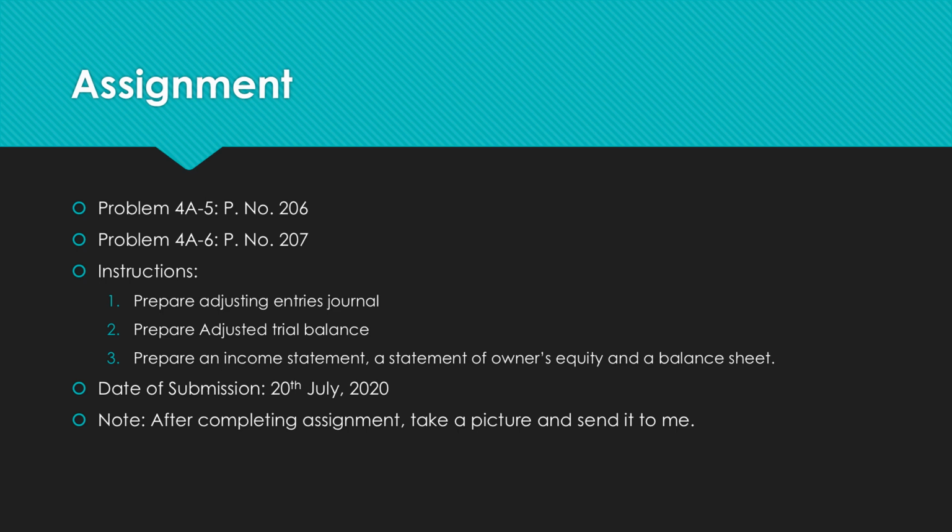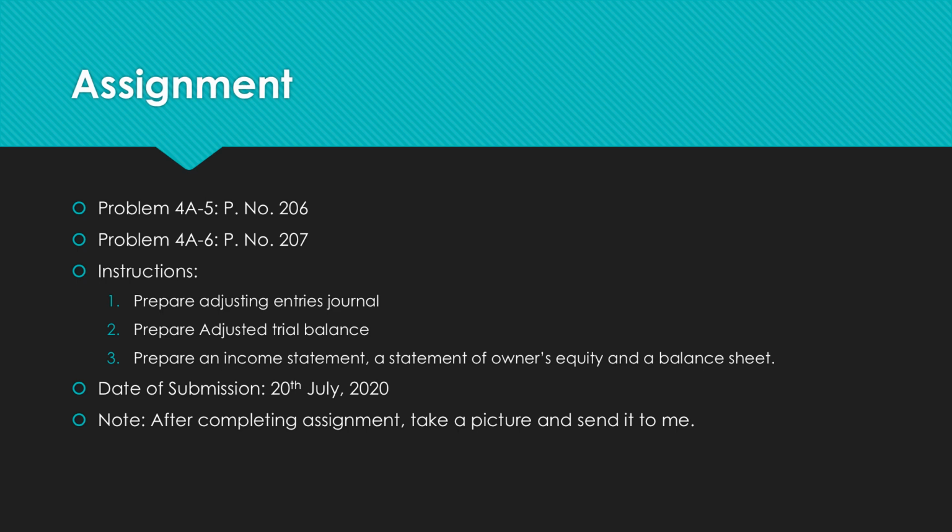Now it's assignment time. This is an assignment for you. There are two problems given as assignment: Problem 4A5, page number 206, and problem 4A6, page number 207. Both problems are given from the Meigs and Meigs book of accounting. What are you supposed to do in these problems? In these problems, first a trial balance is given before adjustments, then adjusting entries are given, and then further you are supposed to do the following in both problems.